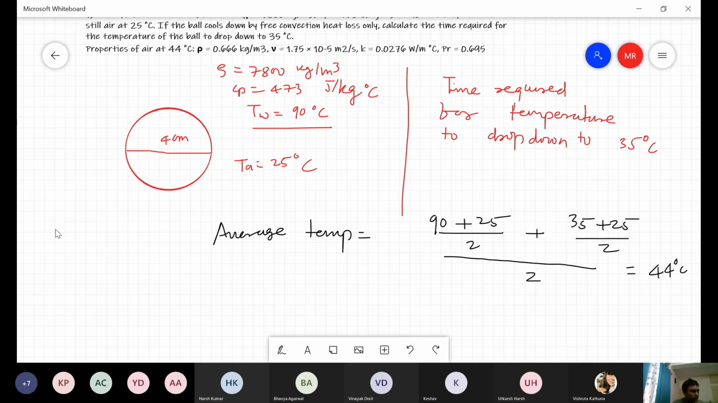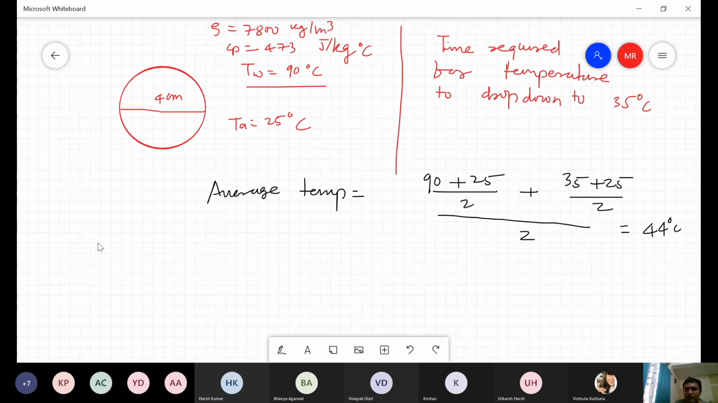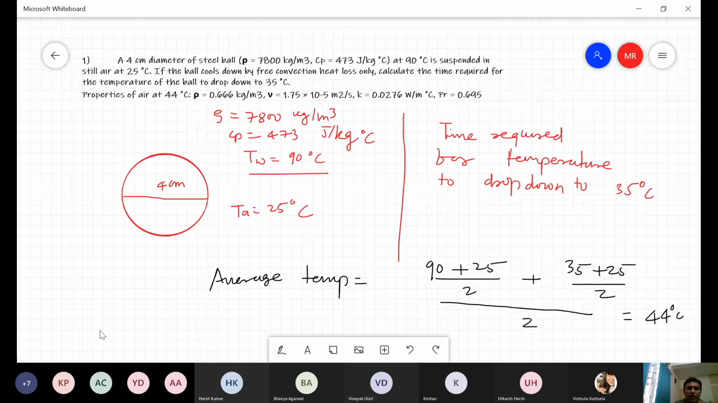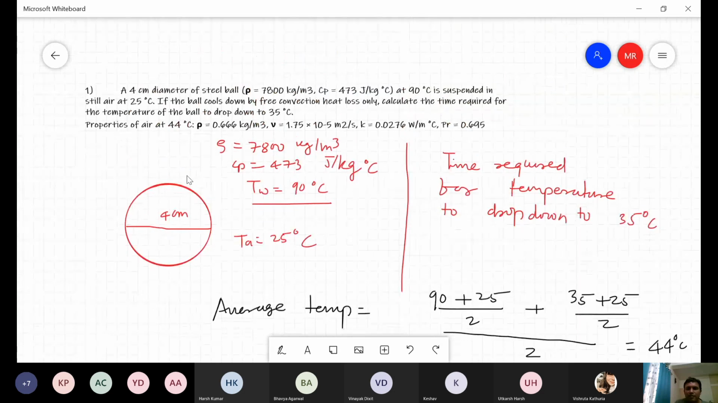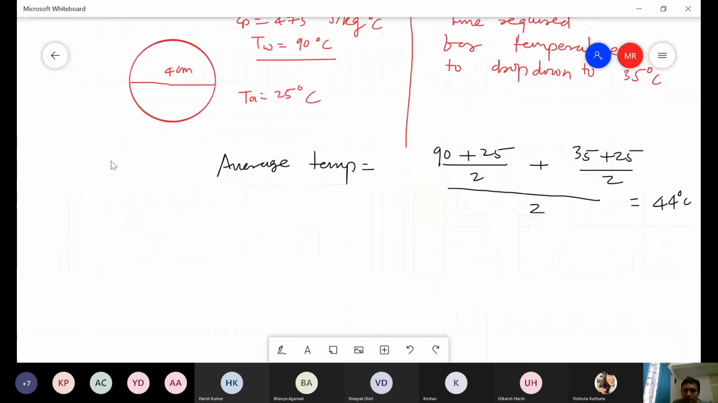So now, once we know the average temperature of 44 degrees Celsius, all the properties are already given in the problem itself. These are the properties at 44 degrees Celsius. So we can use the properties of the air at this average temperature, and we can solve this particular problem. Is it all right?